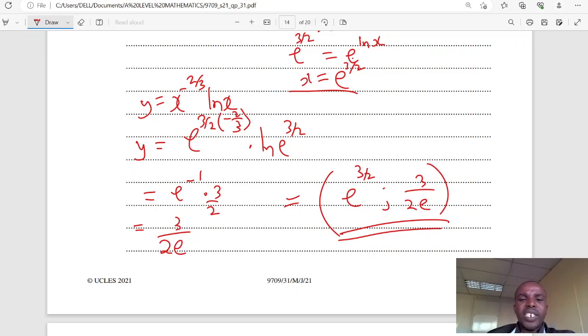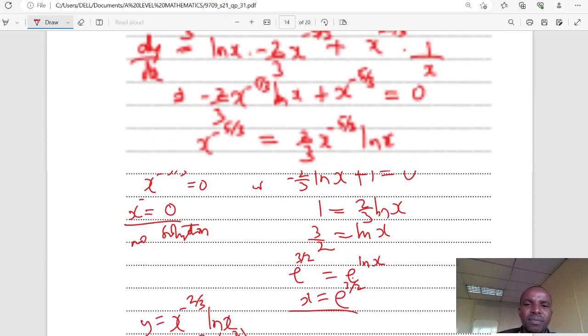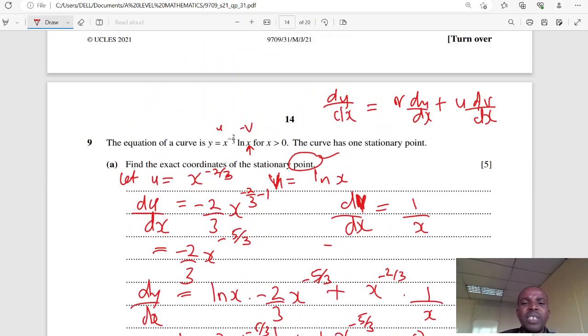Right, next part B. These are 5 marks. These are serious marks. Then they said, show that the integral of y dx is equal to that one, where the upper limit is 8 and the lower limit is 1. Our y here is up there. So y is equal to x to the power minus 2 over 3 ln x.